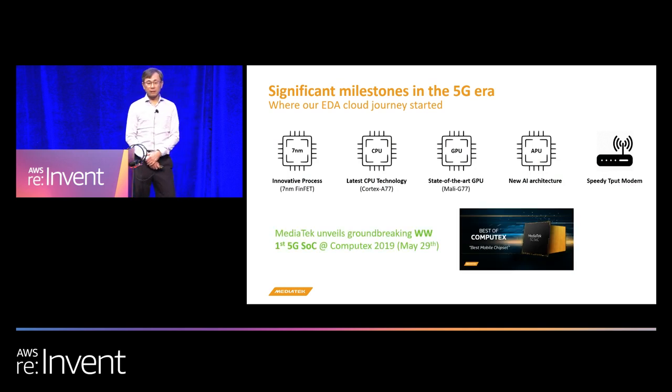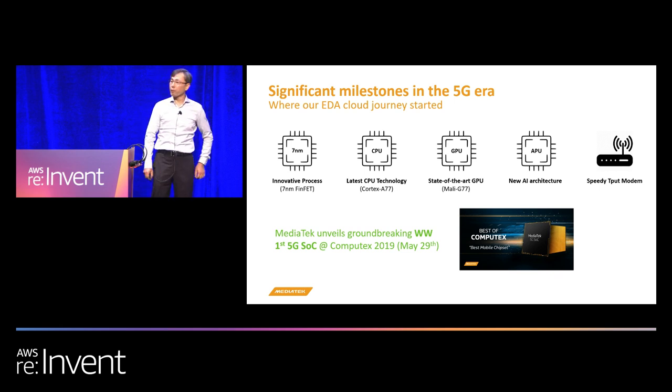Particularly, our 5G SoC development is where our EDA cloud journey starts, to address the 7-nanometer technology adoption and the IC design complexity. The 5G SoC packs the latest CPU, GPU, and AI technologies, making the chipset the most powerful SoC announced to date. It was built on cutting-edge 7-nanometer process and features the latest ARM CPU, GPU, and all-new MediaTek AI processing unit. Besides, the speed throughput is 4.7 gigabits per second.